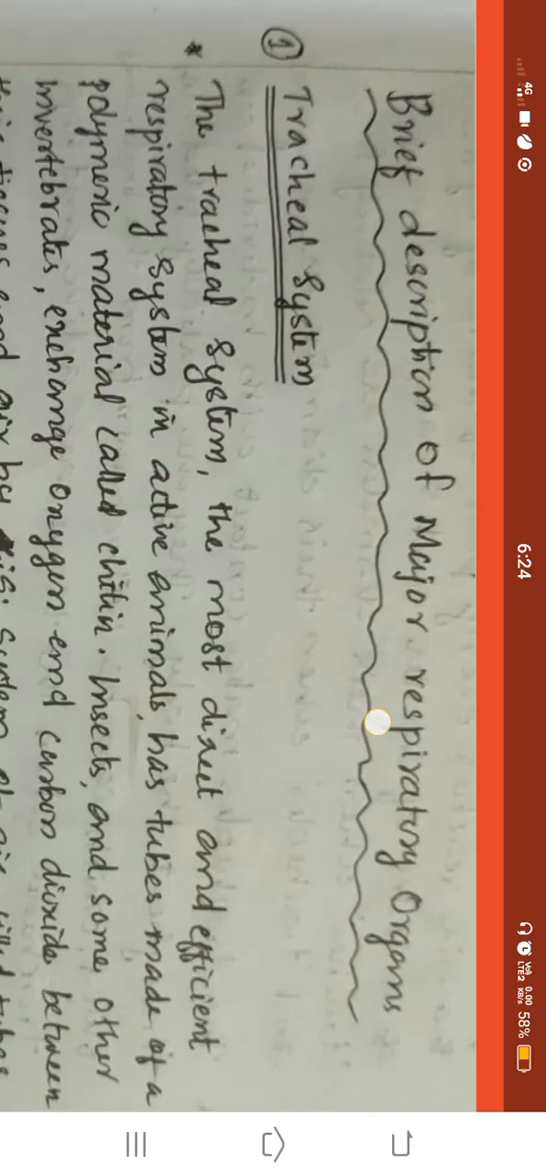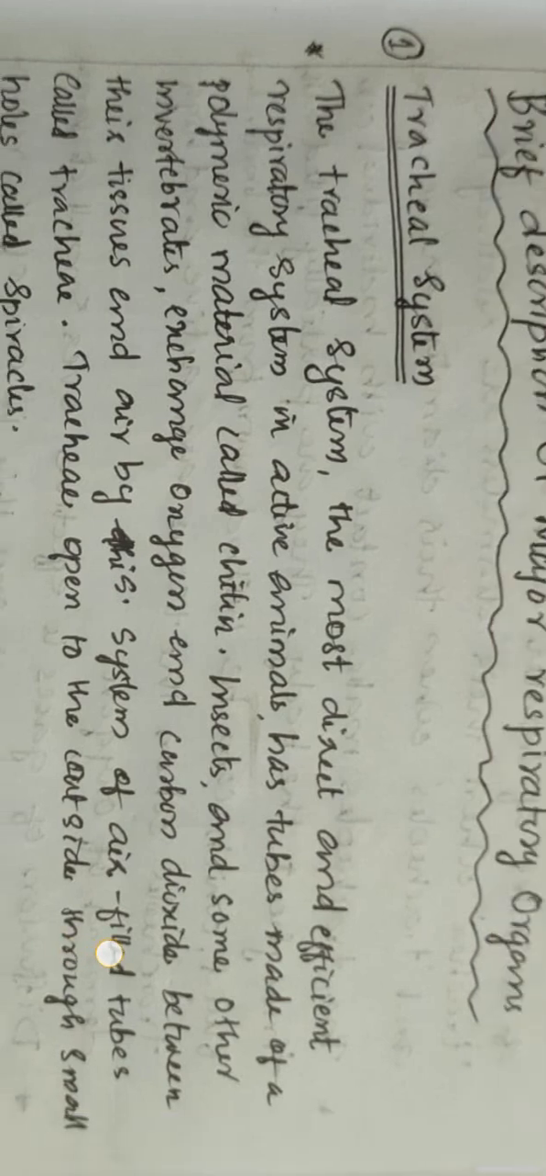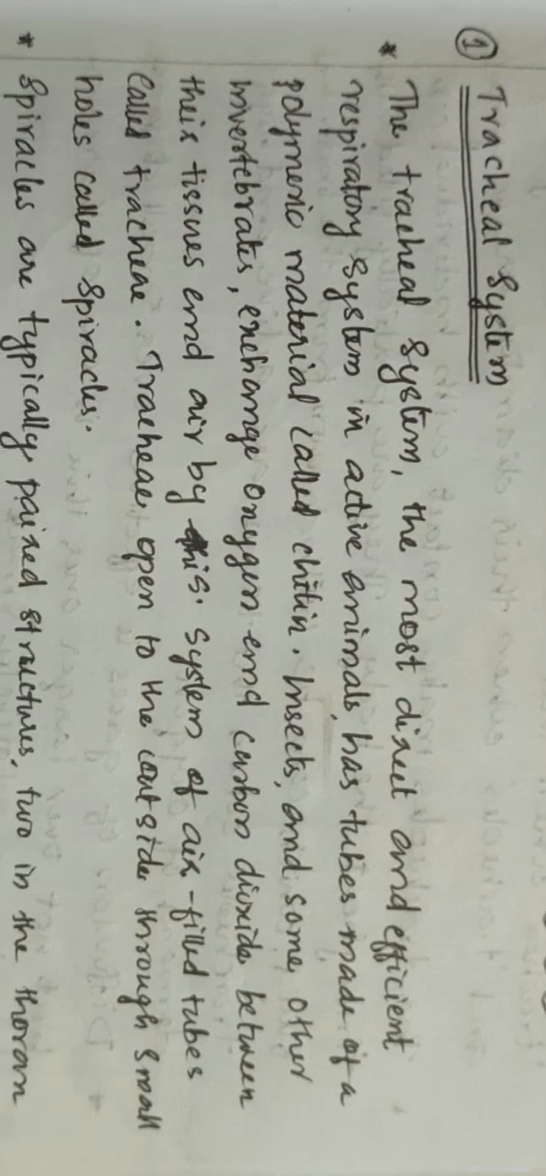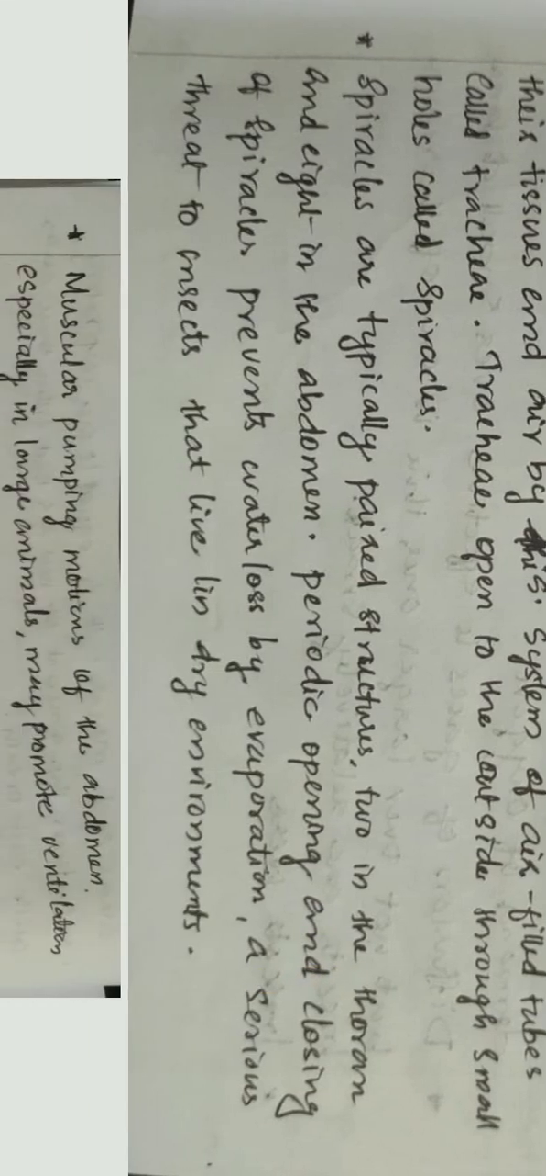Next topic, a brief description of major respiratory organs, like the tracheal system. The tracheal system, the most direct and efficient respiratory system in active animals, has tubes made of a polymeric material called chitin. Insects and some other invertebrates exchange oxygen and carbon dioxide between their tissues and air by this system of air-filled tubes called trachea. Trachea open to the outside through small holes called spiracles. Spiracles are typically paired structures, 2 in the thoracic and 8 in the abdomen.